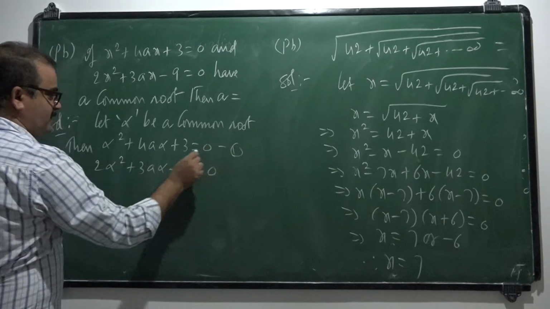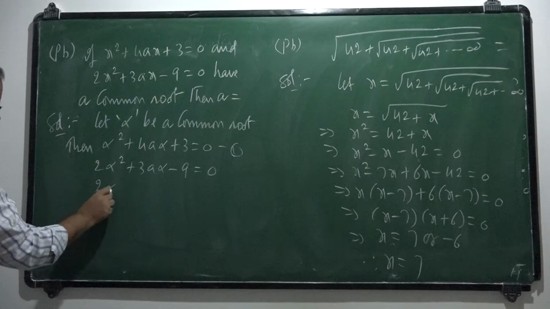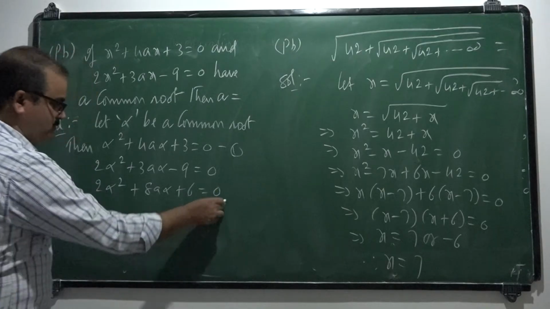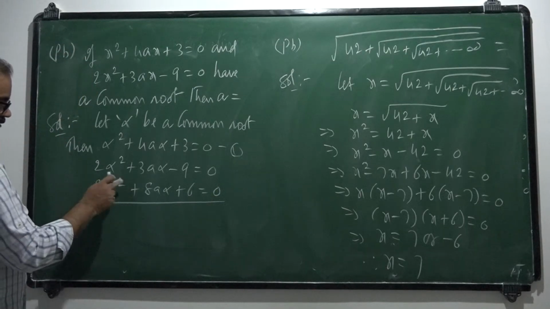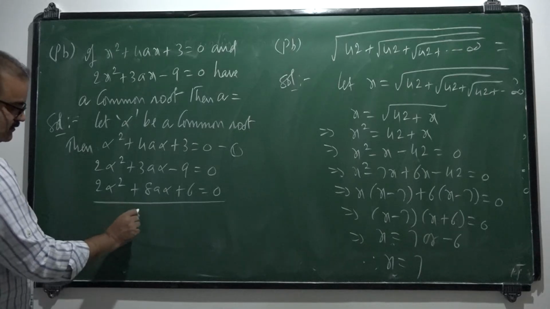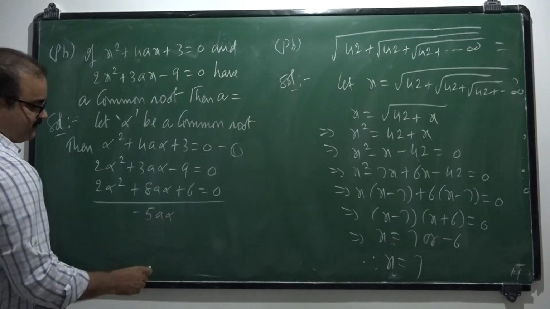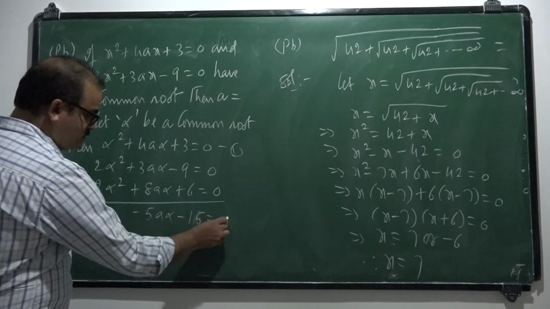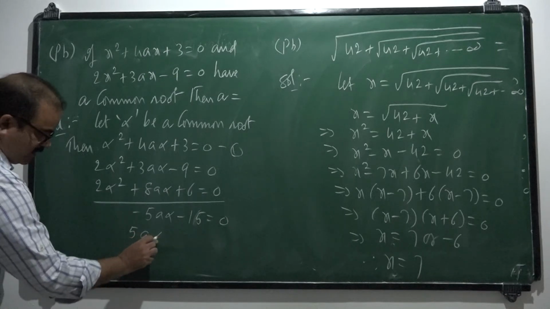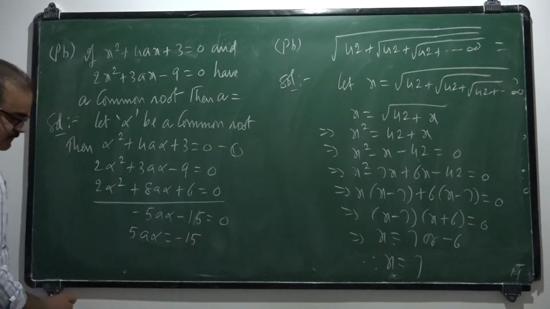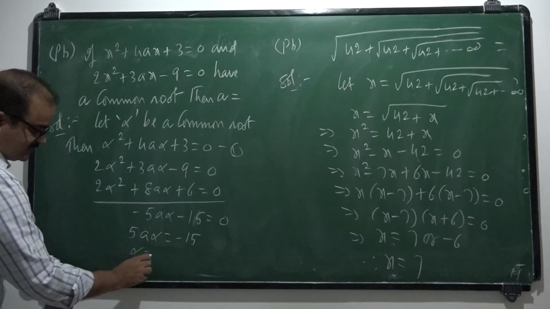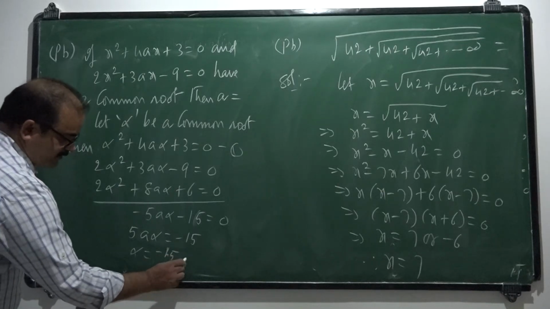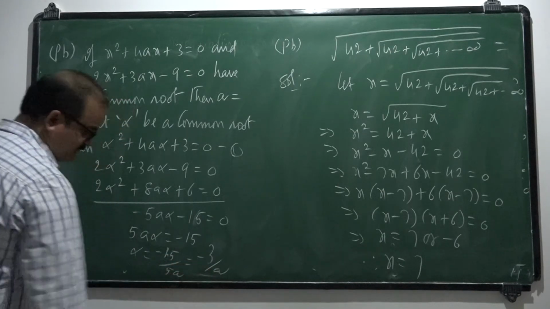Okay, now multiply equation 1 with 2. What we get? 2 alpha square plus 8a alpha plus 6 is equal to 0. Now subtract. 2 alpha square cancel, minus 5a alpha minus 15 is equal to 0. So 5a alpha is equal to minus 15. Alpha is equal to minus 15 by 5a or minus 3 by a.